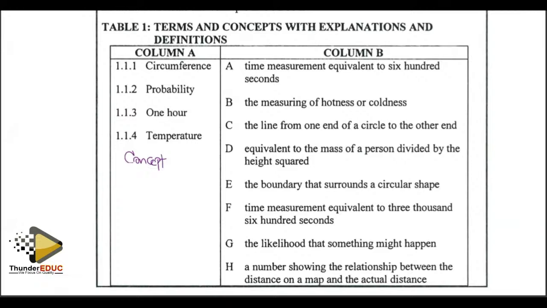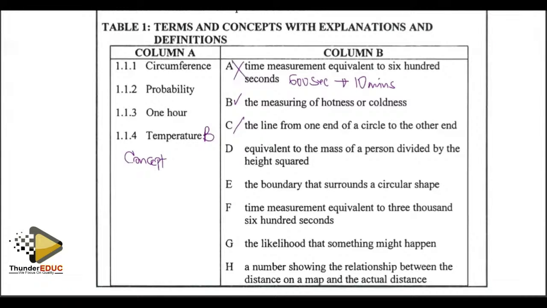Time measured equivalent to 600 seconds. This is approximately 10 minutes. When you come here, there's nothing like that, so A is not used. The measuring of both hotness and coldness, this is B. This could be temperature. The line from one end of the circle to the other end could be diameter. It's not there.